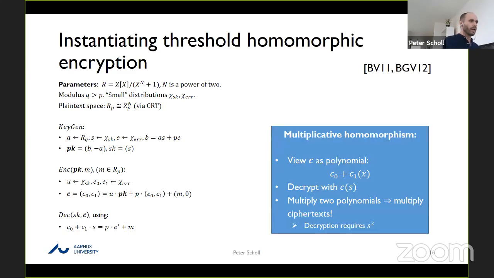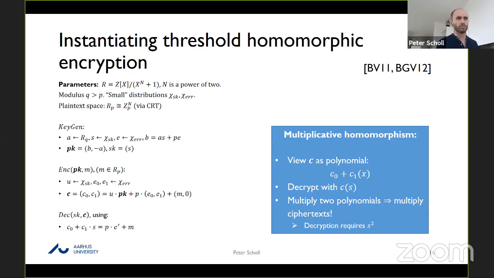Okay, so because of the linearity of decryption, this has immediately linear homomorphism, so we can do some additions, which is what we want. And then we can also get one multiplication from this directly if we allow a small amount of ciphertext expansion. And the nicest way to see this is by viewing the ciphertext as a polynomial, C0 plus C1 times X. And then you decrypt this by evaluating the polynomial at the secret key. So that means if you want to multiply two ciphertexts, you can just multiply their polynomials.